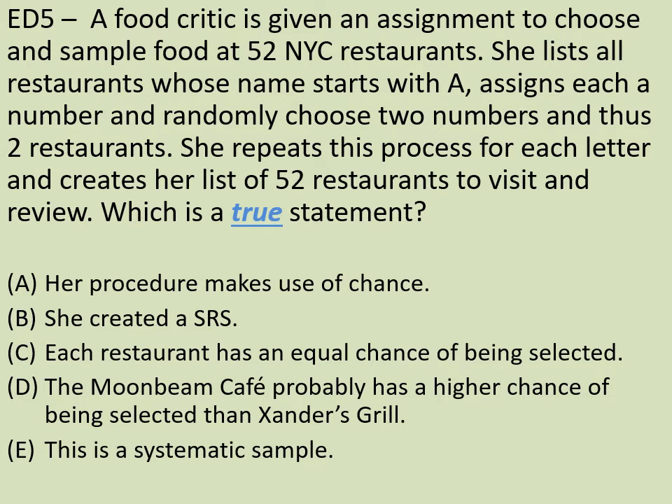ED5. A food critic is given an assignment to choose and sample food from 52 New York City restaurants. She lists all restaurants whose names start with A, assigns each a number, and randomly chooses 2 numbers and thus 2 restaurants. She repeats this process for every letter in the alphabet and creates her list of 52 restaurants to visit and review. Which is a true statement?